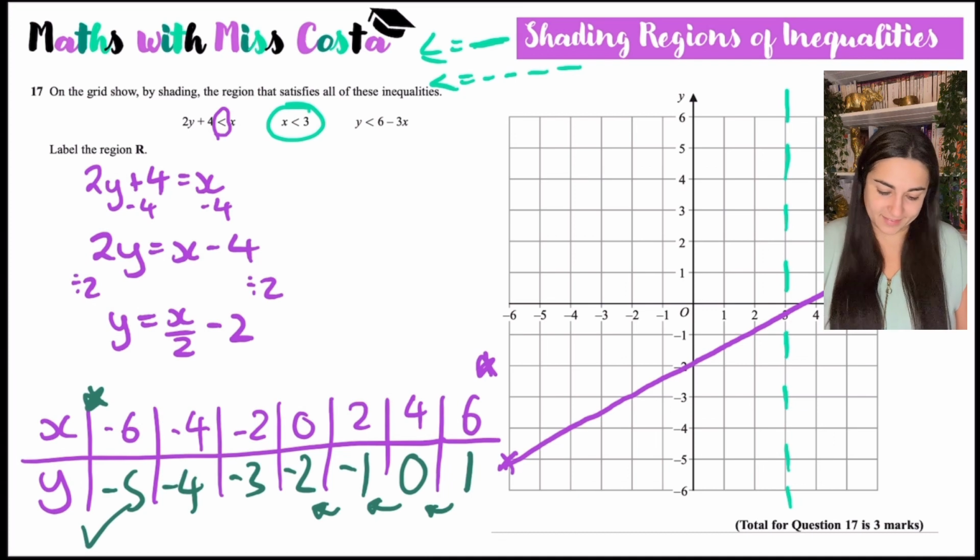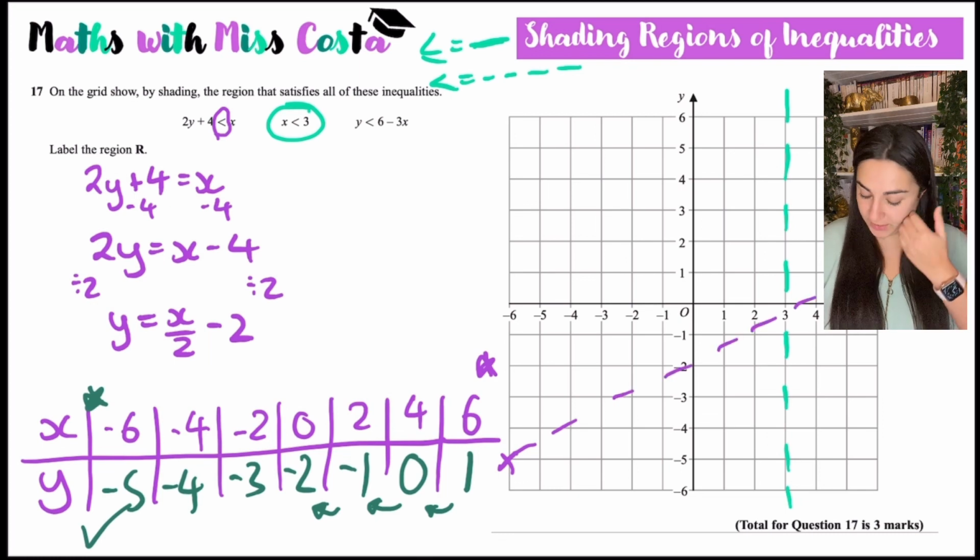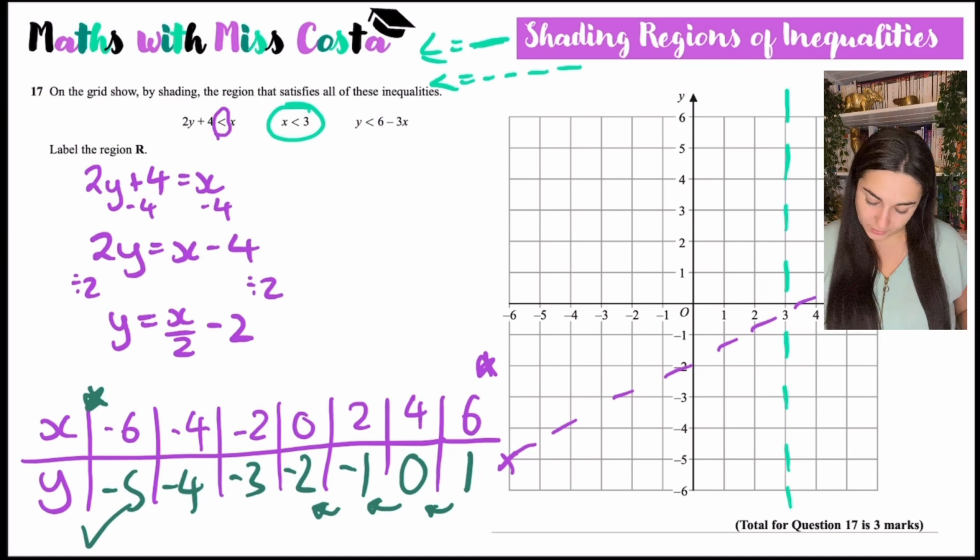Okay, and I was supposed to do it dotted. Okay, never mind. Anyway, it'll be a lot more accurate when you do it. So you've got that line there.